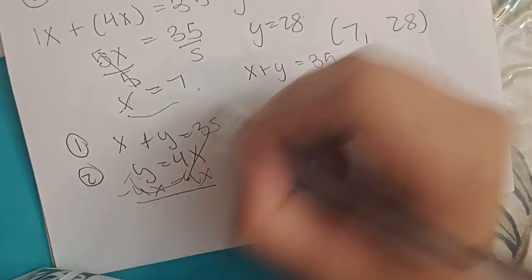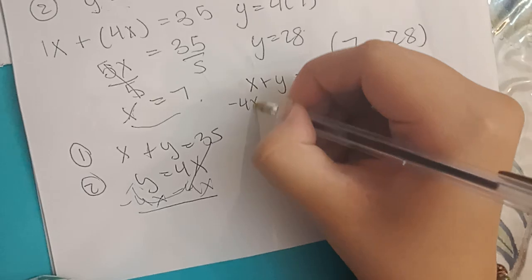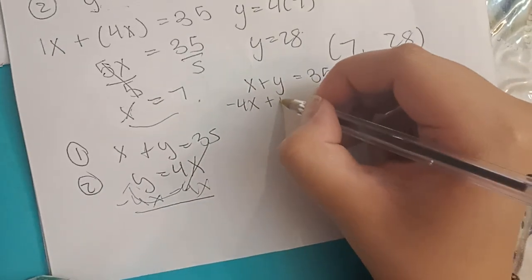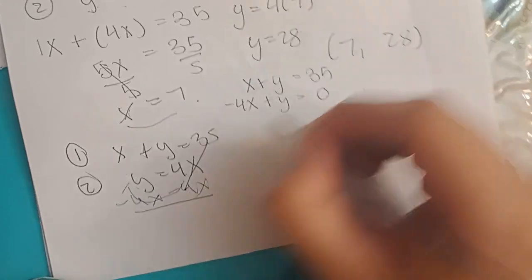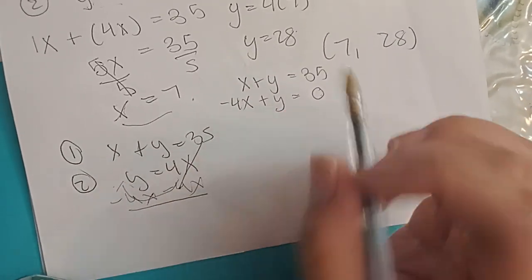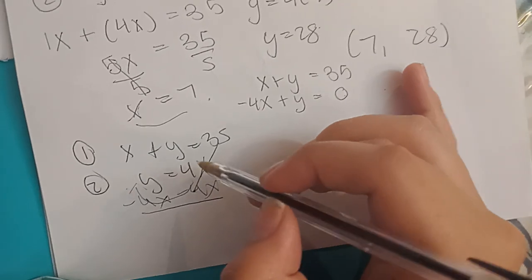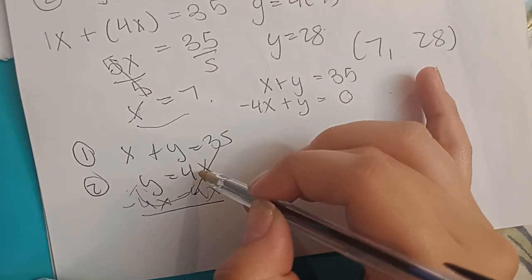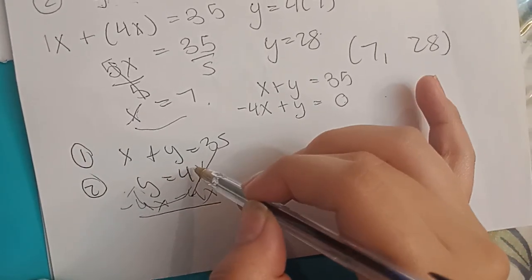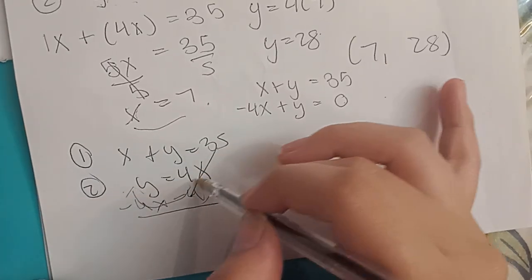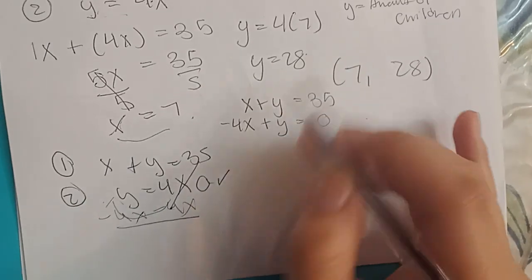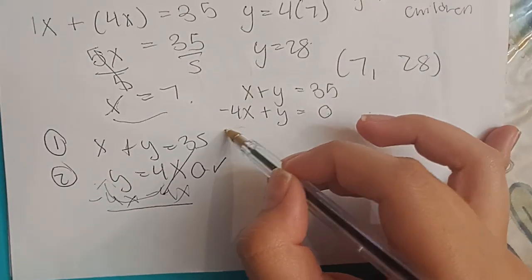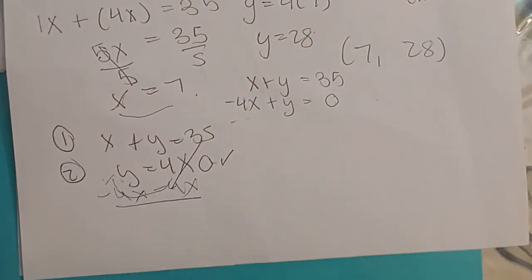So, yeah, that would be negative 4x plus y equals 0. The reason why it's 0 is because there's no other number given to us. And we remove everything that was on the right side and move it to the left. So there's nothing here, so that means 0. Okay? Anyway, now we have this.